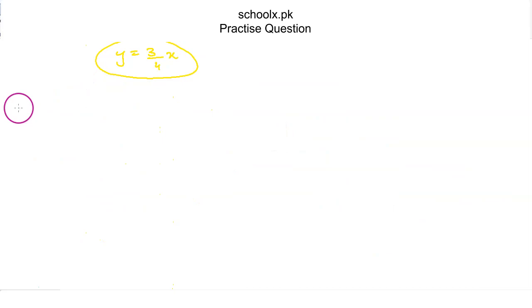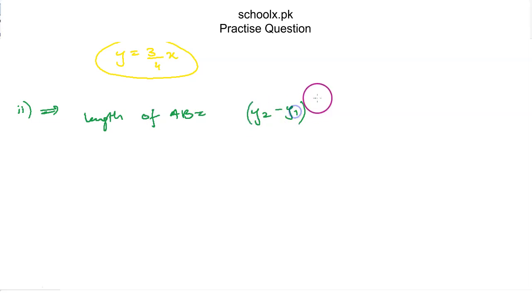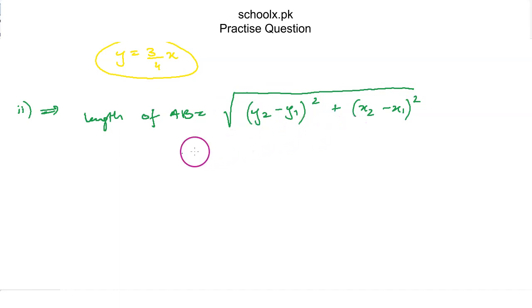Alright, the formula for finding the length of a line, let's say AB, AB is a line right now, is the square root of y2 minus y1 whole squared plus x2 minus x1 whole squared. This formula was derived from Pythagoras theorem, which I have explained in one of the lectures of this topic.